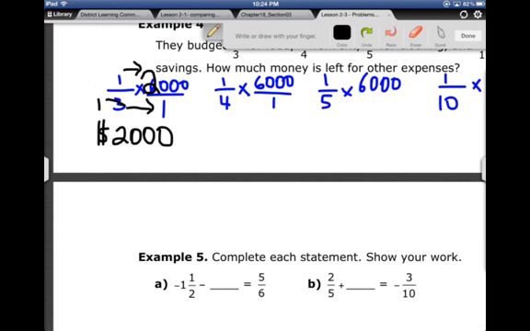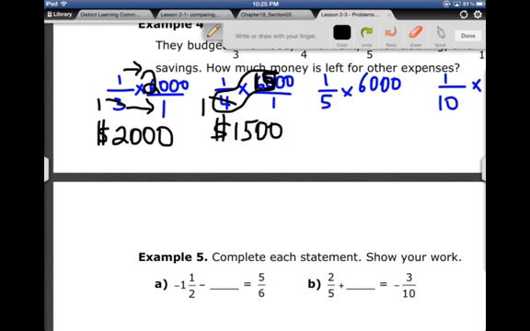Now, 4 going into 6 might be a little bit hard to see, but if you think about an hour, and if you divide it into 4 equal things, what would those be? I like to think about things we know. Oh, 15-minute periods. There's 4 15-minute periods there. So if I cross this out and divide by 4, that makes that a 1, and that makes that 15. So this is $1,500.